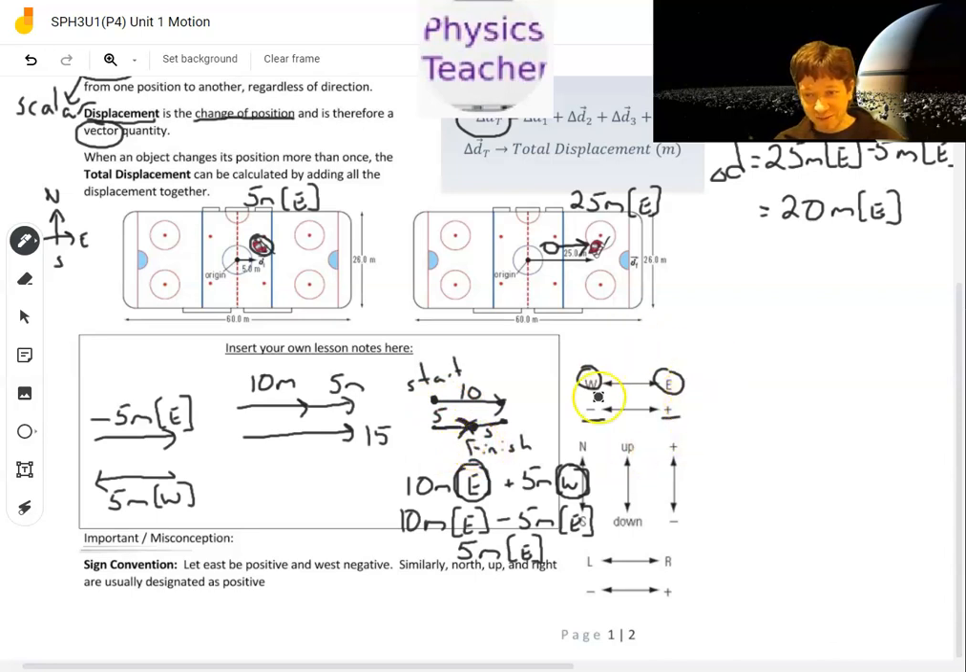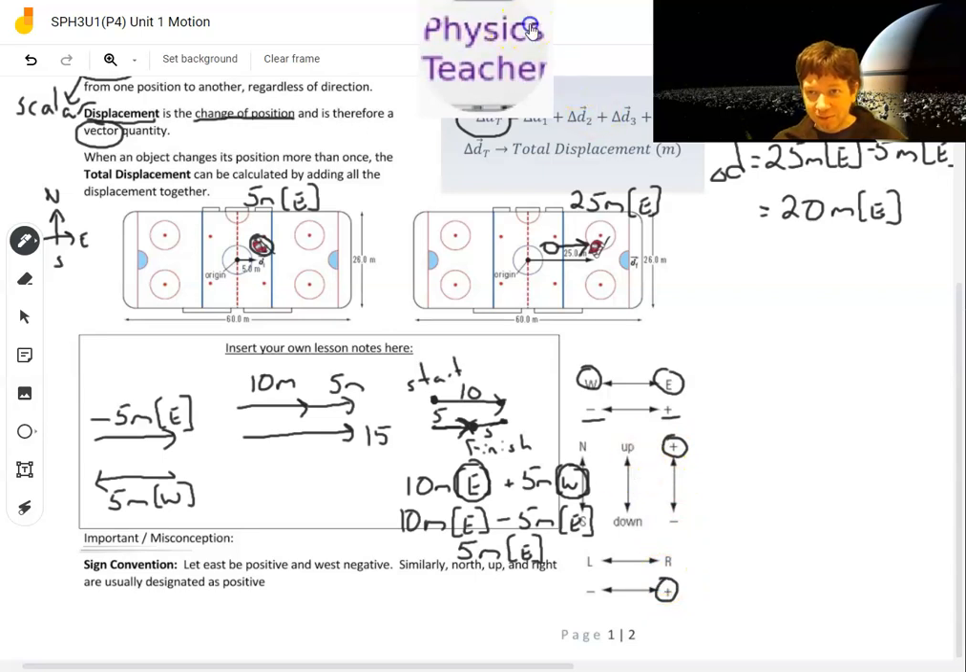Okay, and so this is a convention. Right? You don't always have to use this convention. You can use any convention you want, really, as long as you're consistent with it. So east is usually positive, up or north is usually positive, right is usually positive.